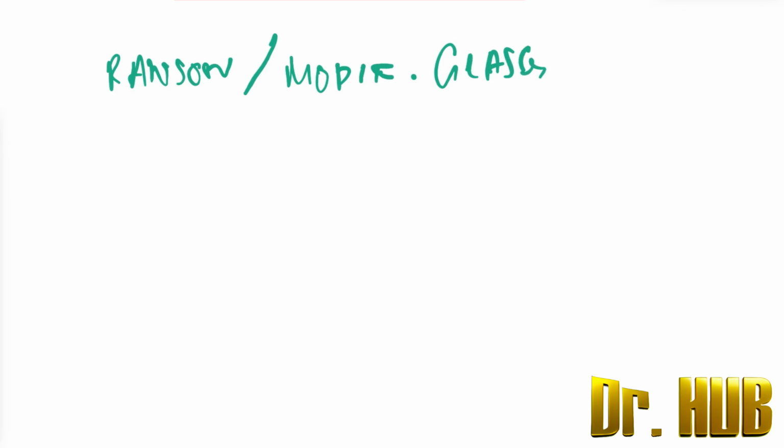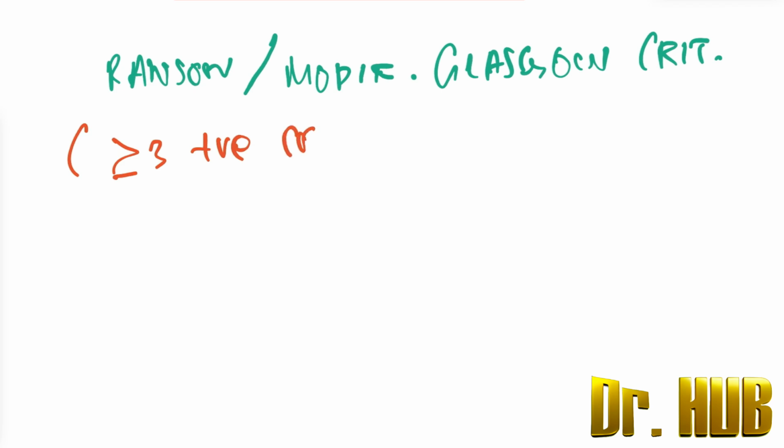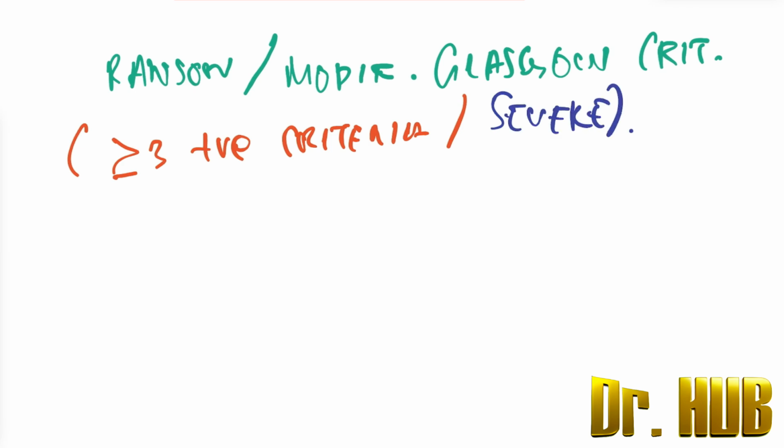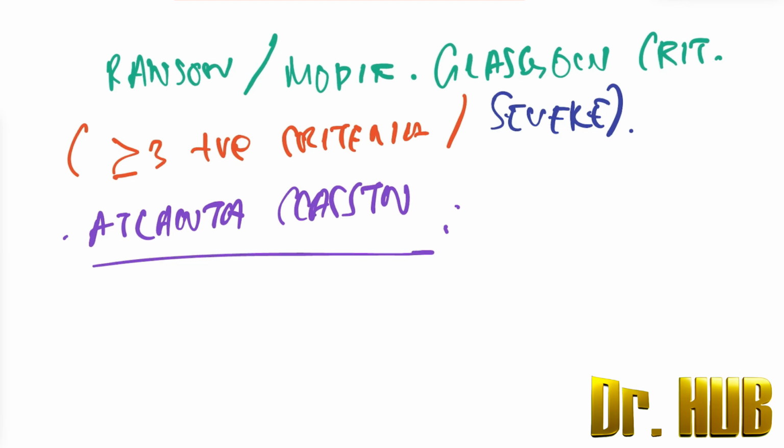Next, what do we have in line? There is also the Ranson score, and then there is also the modified Glasgow criteria. With 3 or more positive criteria, the disease is considered to be severe. There is also the Atlanta classification.